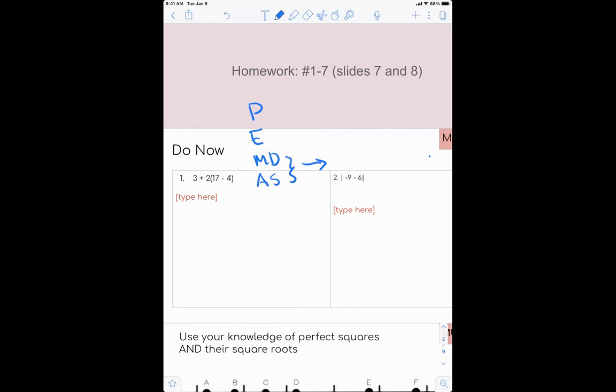The first thing I'm going to do is simplify the parentheses, so I need to rewrite the rest of the problem. I know the difference of 17 and 4 is 13. Now I'm going to check to see if there are any exponents, and there aren't. So the next thing I'm going to do is my multiplication, and it's right here. I know the product of 2 and 13 is 26. And then the last thing I'm going to do is my addition, which is right here. I know the sum of 3 and 26 is 29.